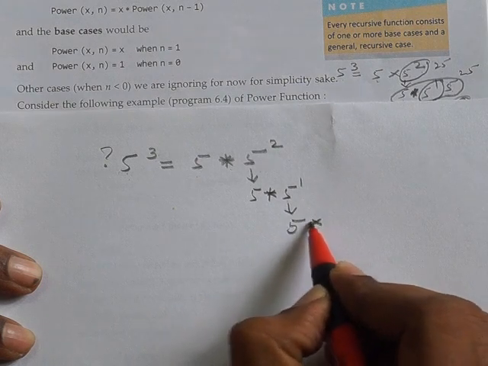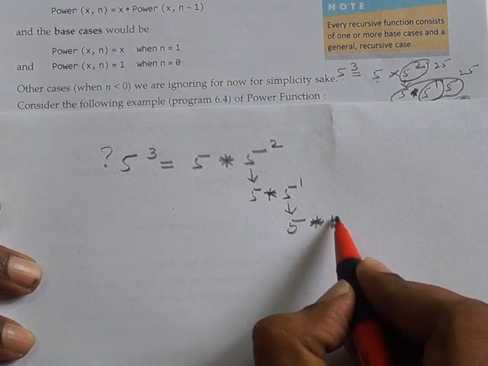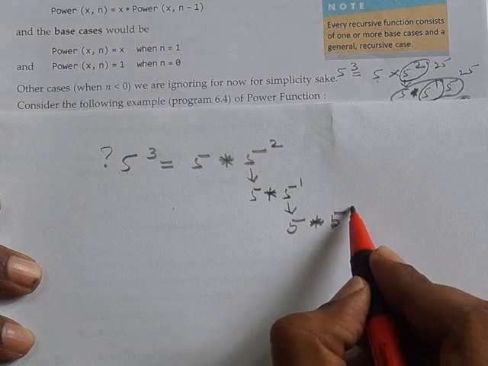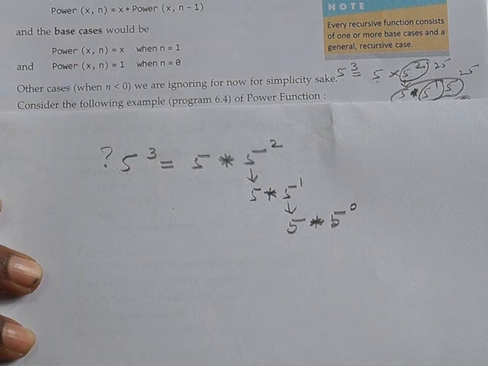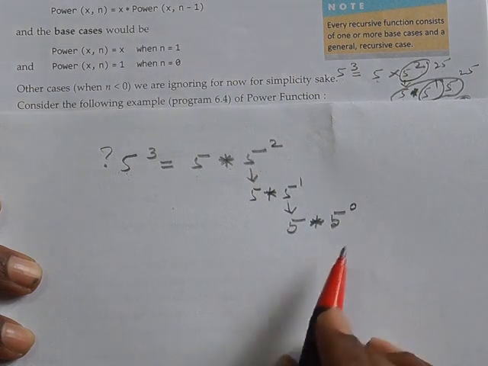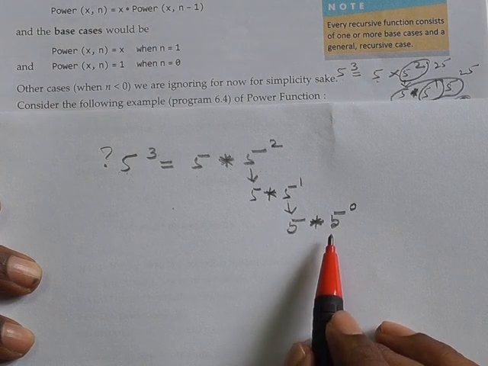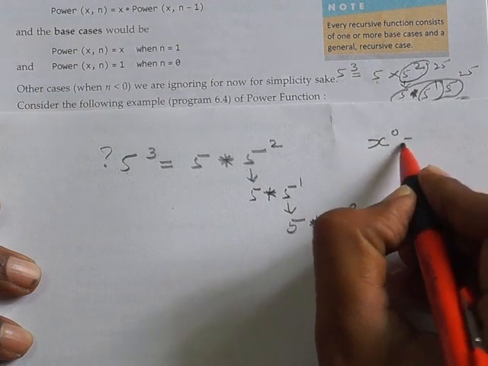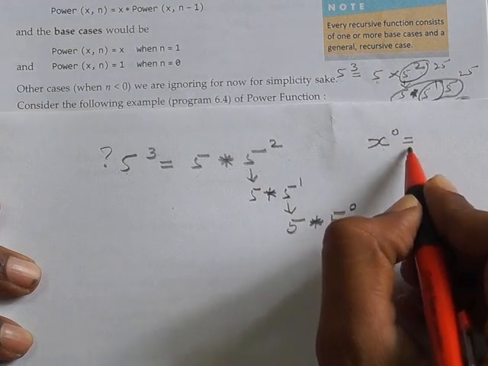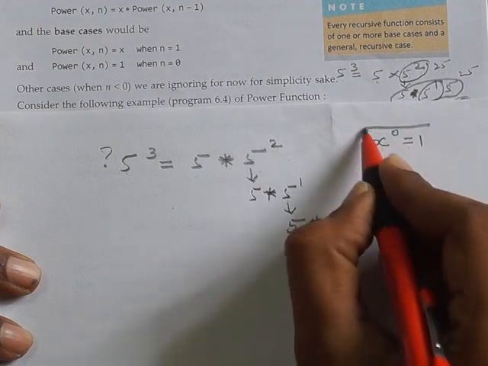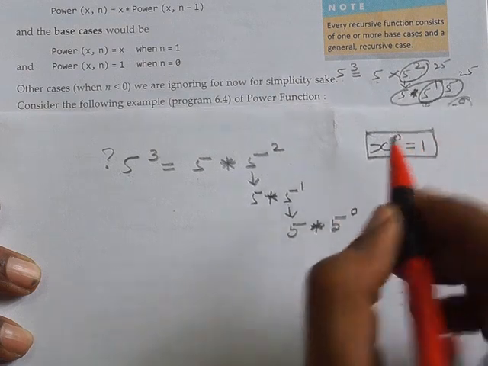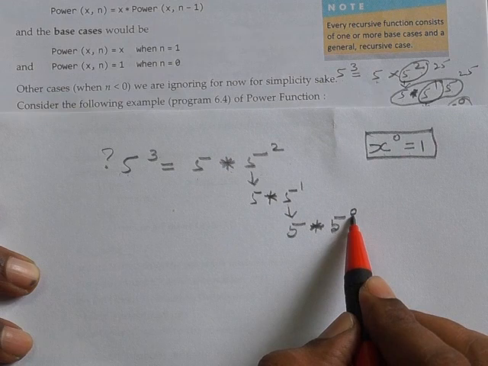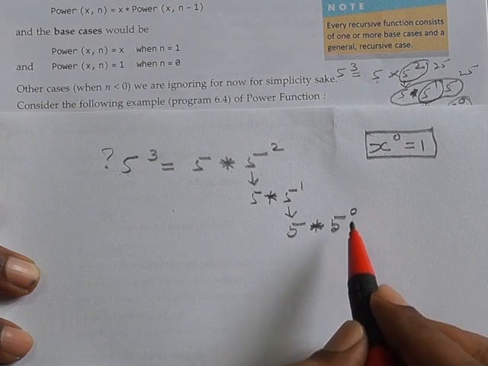5 into 5 power, what is the value less than 1? It is 0. Okay, fine. So as we come to the last stage, we know that x power 0, any number to the power 0 is equal to 1. It is a pre-known formula, right? So a number with the power 0 is nothing but 1.